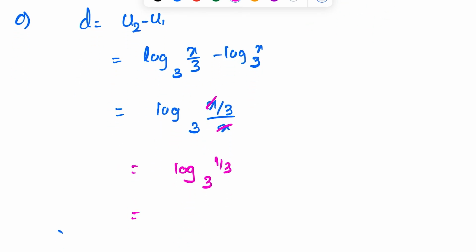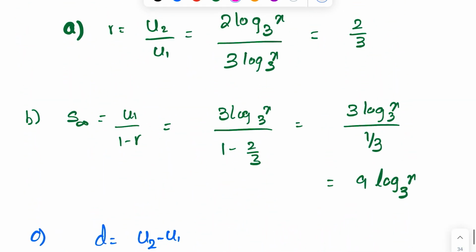1 upon 3 is nothing but what? 3 power negative 1 to the base 3. Negative 1 comes to the front, log 3 to the base 3. What is log 3 to the base 3? 1. So what is the common difference? Negative 1 is going to be the common difference.